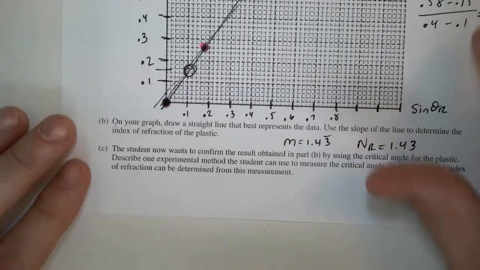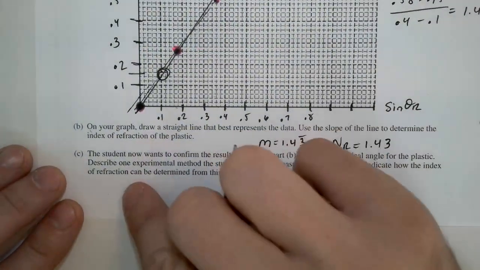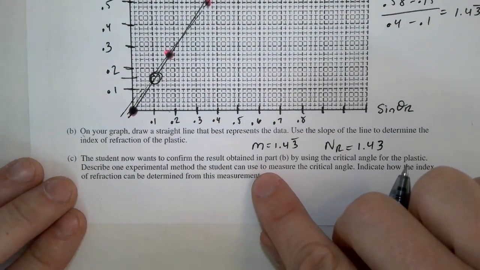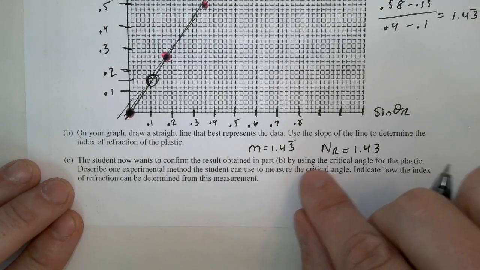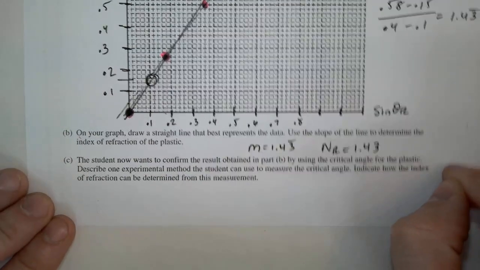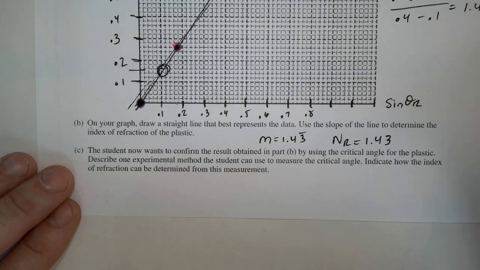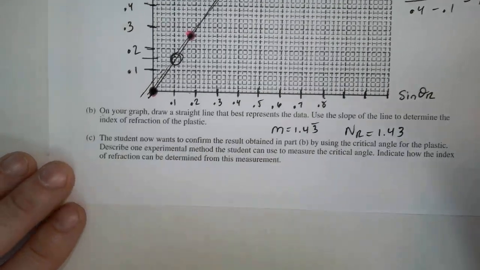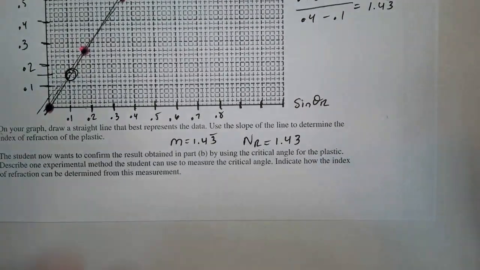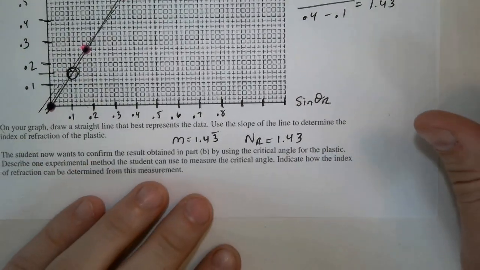If you're in AP2 and you want to learn a little bit more, they want to confirm the results obtained in Part B by using the critical angle for the plastic. Describe an experimental method that the students can use to measure the critical angle. Indicate how the index of refraction can be determined from this measurement. So the critical angle would be when everything gets reflected.